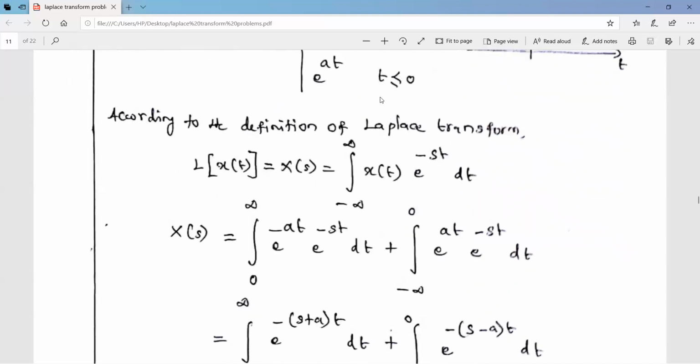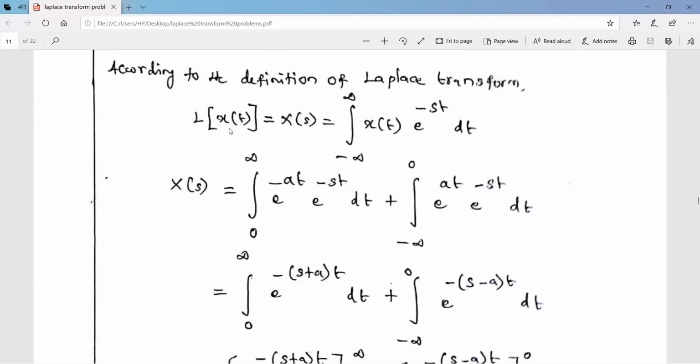So what is our question? Our question is to find the Laplace transform of this double-sided exponential signal. First, we have to write the formula for the Laplace transform. The Laplace transform of any signal x of t, indicated as capital X of s, is equal to the integration from minus infinity to infinity of x of t e power minus st dt.